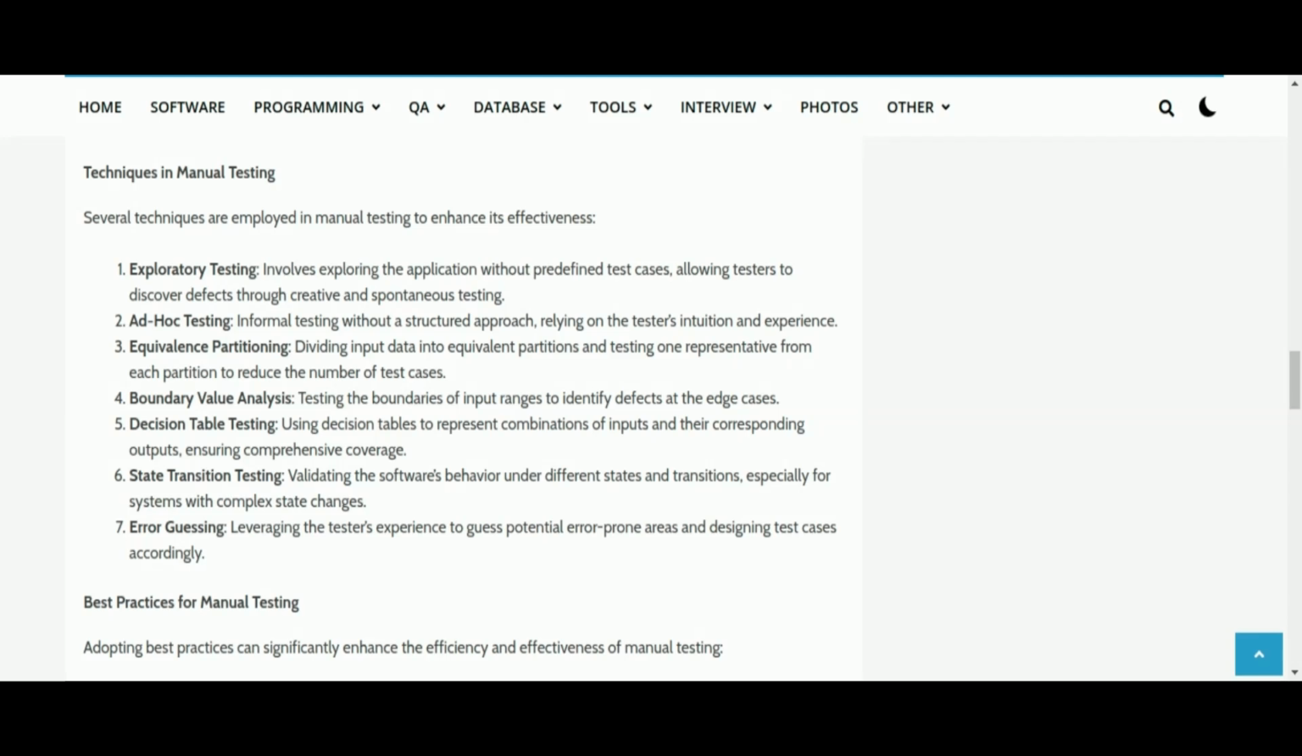So what is ad hoc testing? When the tester tests and does not need to make any documentation or any report, that is ad hoc testing. Who will do ad hoc testing? The end user. When? At acceptance testing time. It is informal testing without a structured approach, relying on the tester's intuition and experience. Understand?